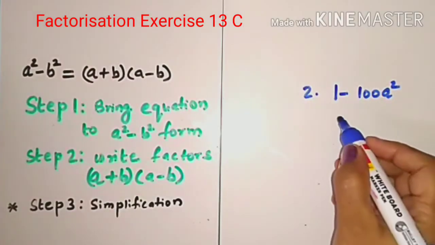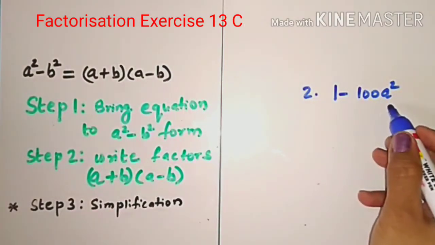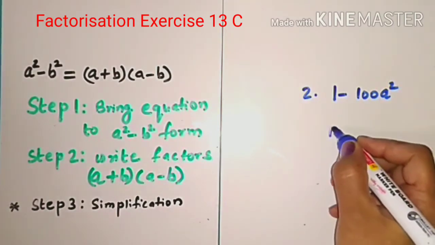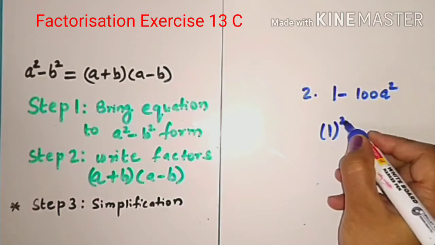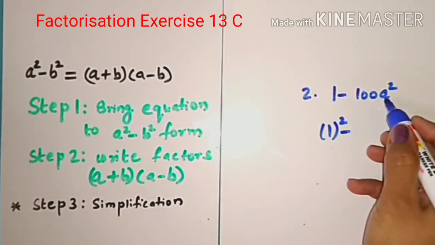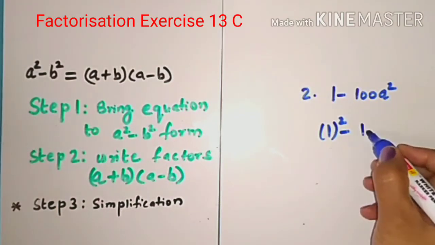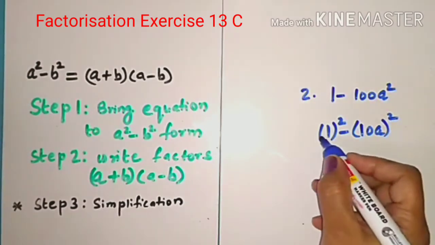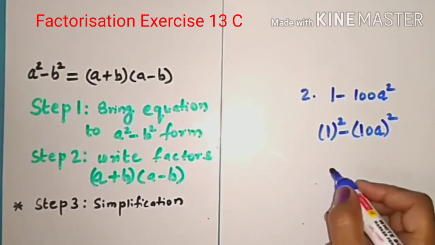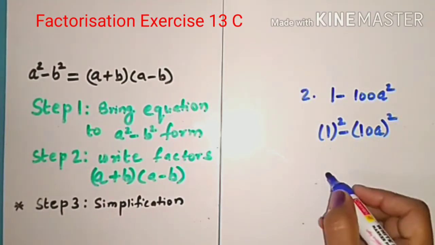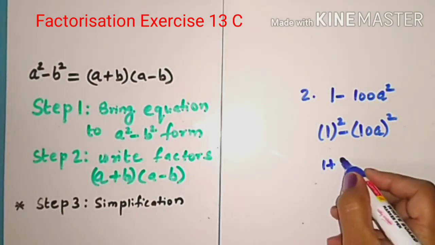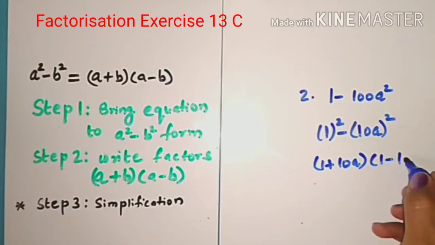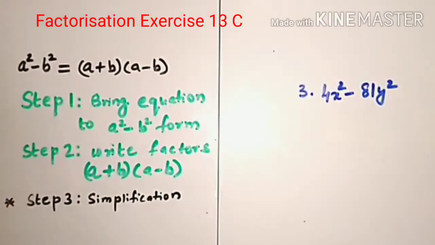Second sum, 1 minus 100a square. We will write it in a square minus b square form. 1 we will write as 1 square, and 100a square can be written as (10a) whole raised to square. So we have a square minus b square form. Now we have to write factors (1 plus 10a)(1 minus 10a).